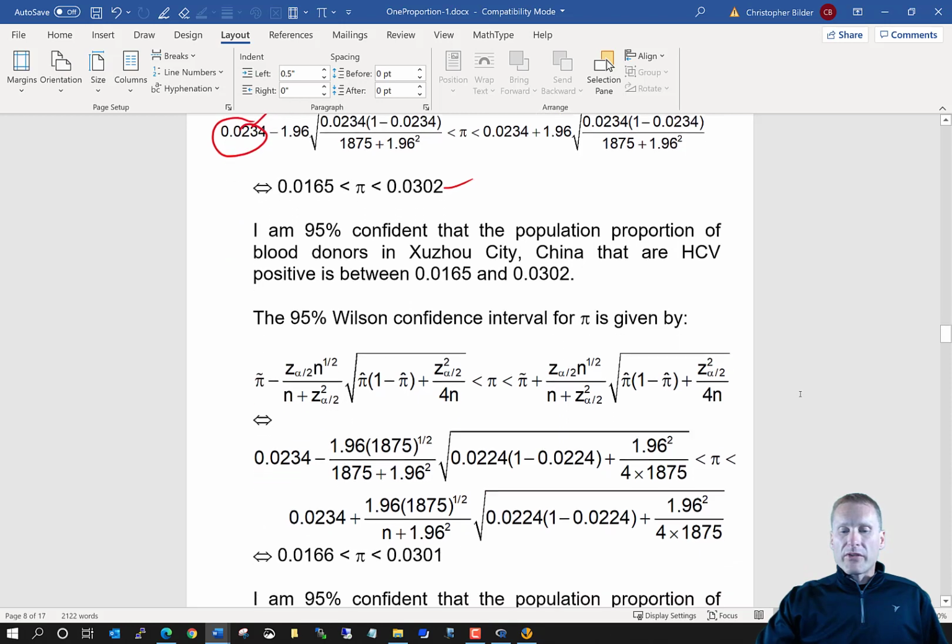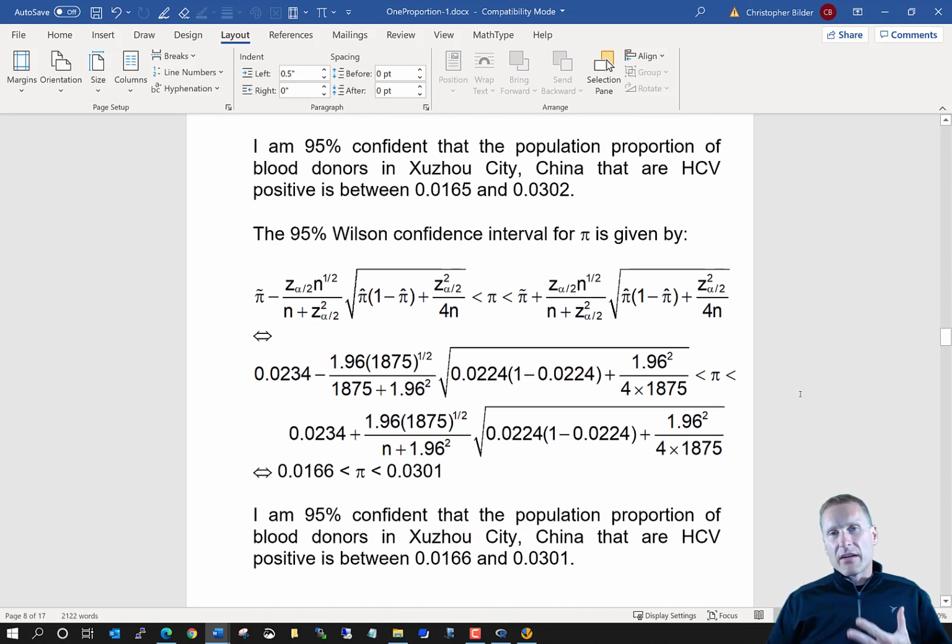In terms of the Wilson interval, as you can see, the calculations get a little bit messier, but again, it's just a matter of plugging in the numbers into the correct spot, doing the math, and look at this interval here. It's almost exactly the same as we get from the Agresti-Coull. Okay.